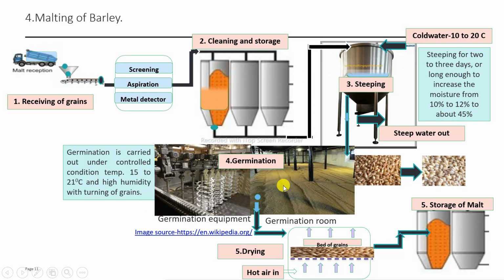After the germination process, the grains have properly germinated. Next is the drying process. In the drying process, the internal moisture content of 45% is reduced to the required final moisture content of the grain, or a roasting process may be carried out, and after that the malted barley grains are stored in silo bins.